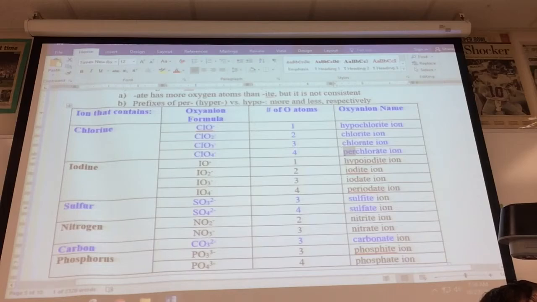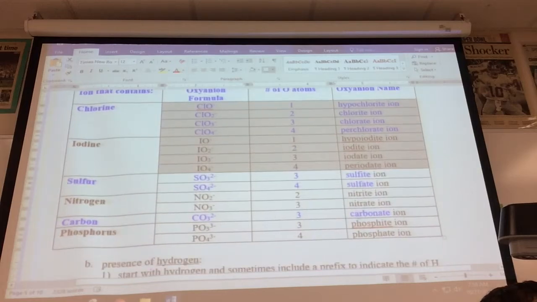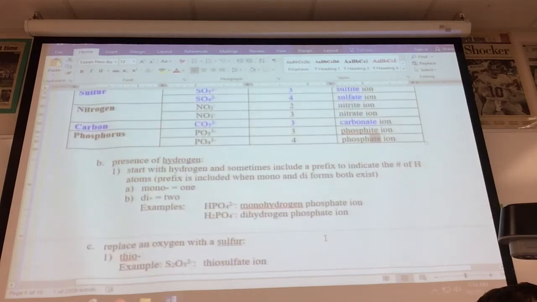Per, with ate, one more than the ate form. So hypo is going to have 1 O. Per is going to have 4. And you don't see it all the time. These are where you see it, so I mention it there. Carbonate ion with 3 O's. Phosphite versus phosphate. And again, the ate form always has one more O than the ite form.